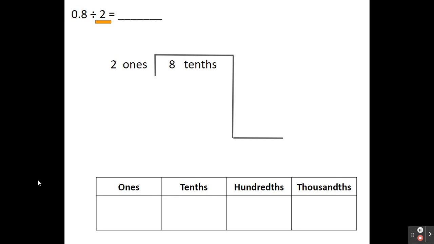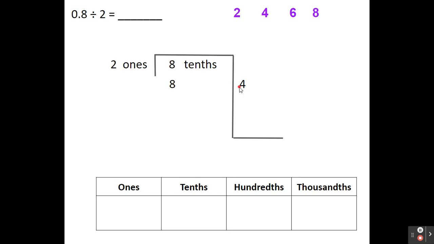Let's go ahead and list our multiples of 2 to see how close we can get to 8 without going over. We have 2, 4, 6, 8. Oh, we got to the exact number we were looking for. 8 is the first, second, third, fourth multiple of 2. So we're going to list 4 on the right side here. We know that 2 times 4 is 8.